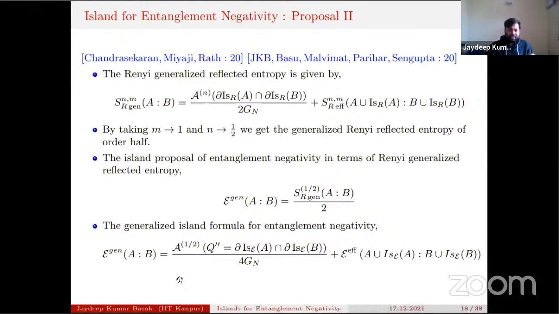Now, when we have these two proposals in hand, we can write a generalized island formula for negativity, which can look like this one here, where we have a generalized negativity as the sum of two parts. The first term is a back-reacted area of the Q double prime surface, and the second part is the effective negativity of bulk quantum matter fields between these two regions. Now, this Q double prime surface is the same as I explained before. It is the intersection of the boundary of corresponding negativity island A and negativity island B.